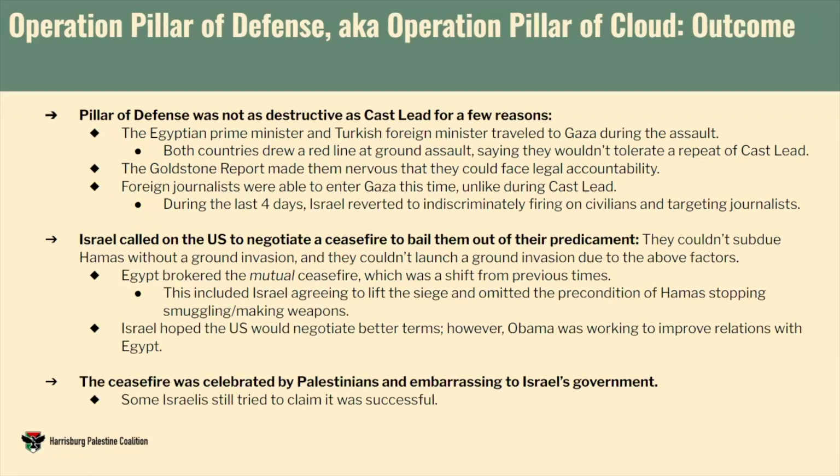The outcome of this Pillar of Defense was not as destructive as Cast Lead for a few reasons. One, obviously, it was shorter, but the other details: the Egyptian prime minister and Turkish foreign minister both traveled to Gaza during the assault, and both countries had drawn a red line at a ground assault, saying they wouldn't tolerate a repeat of Cast Lead. The Goldstone report made them nervous they could actually face legal accountability. So while some things went on behind the scenes and Goldstone recanted, it still made Israel nervous because that was the first time they got that close to being held accountable.